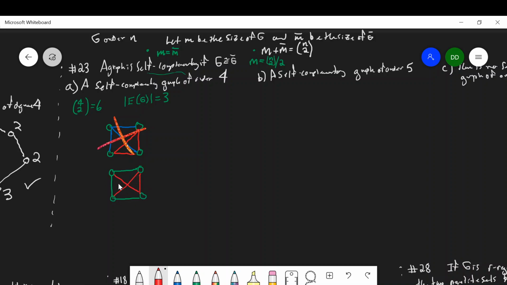And so if I sort of unfold that, the complement looks like a path. So the green subgraph looks like a path, and the red subgraph looks like a path. So this is a self-complementary graph. Let me just make that clear. Let G be this graph, P4. Then the complement will also be P4.